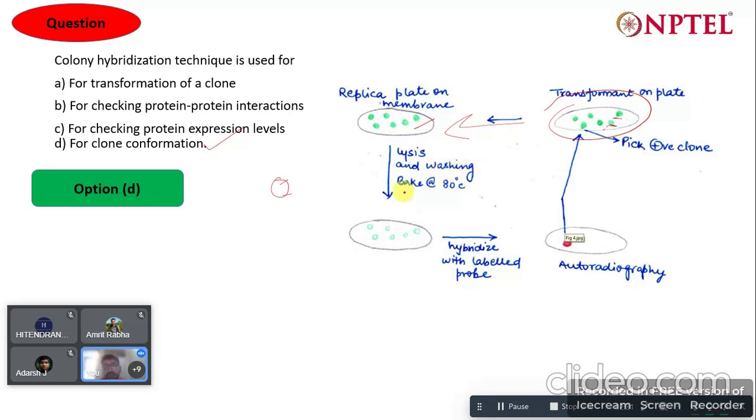Then we lyse and wash them, as well as fix them, and then we add a probe that will hybridize to the specific region, and then we do an analysis, whether it is autoradiography or fluorescence. Then we check whether the gene of interest is there in the cell or not, and after that we select clones from here, and we further analyze them or use them for further experiments. So this is the basic mechanism of colony hybridization that we use.